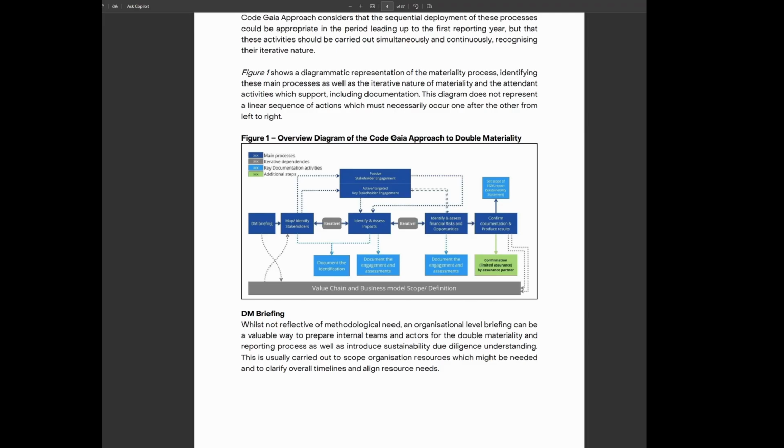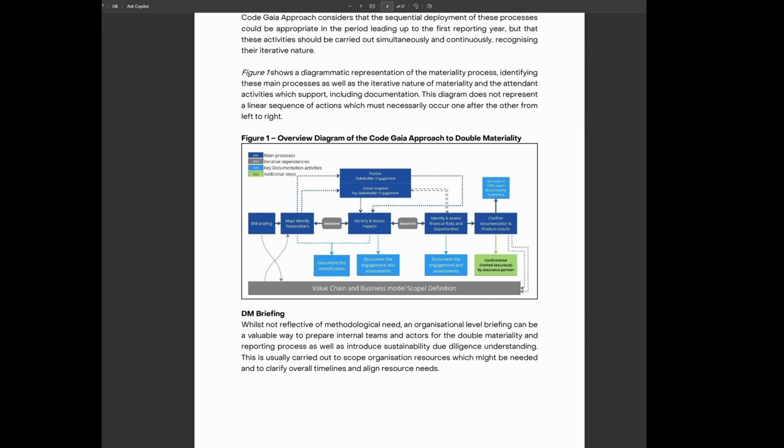And you can see that we've been quite explicit about identifying where the major iterative parts of this are. That is that identifying and assessing impacts iterates with your stakeholders. There is a back and forth there with your stakeholders to assist with that process. Furthermore, there is an iterative process with the identification of financial risks and opportunities and the identification and assessment of impacts. Those two processes iterate with each other, and stakeholder engagement can iterate with verification of the results of the process.